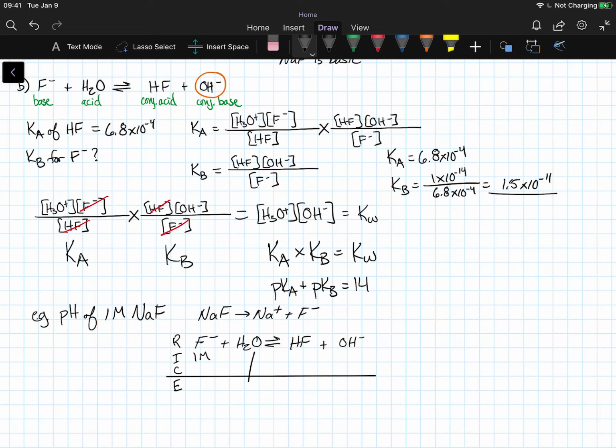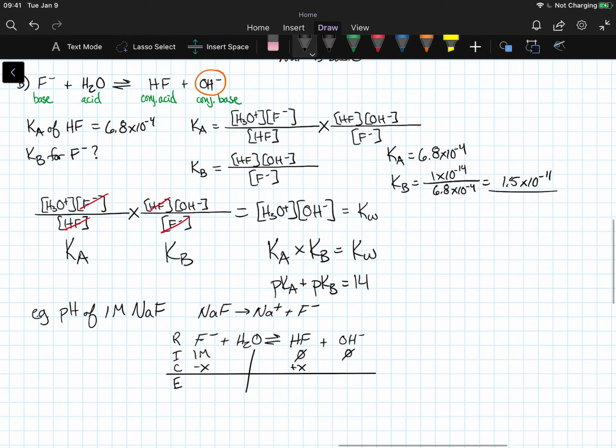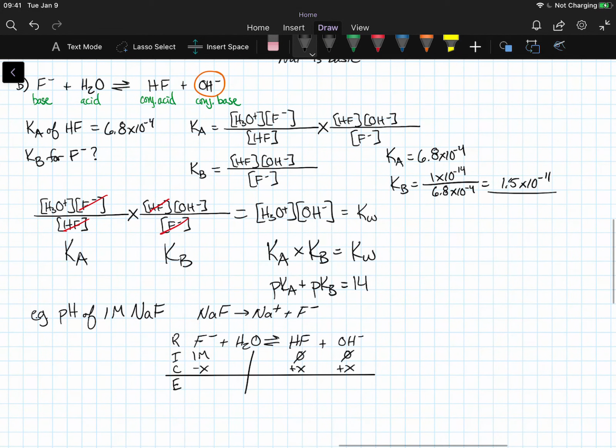And we're not going to worry about water. That's basically 0. So we're going to lose some from here, and we're going to gain it onto the right side. And again, this should become pretty automatic by now.